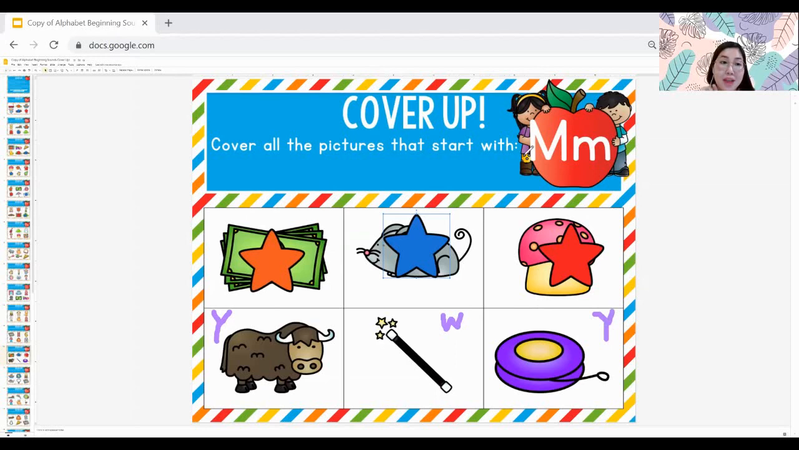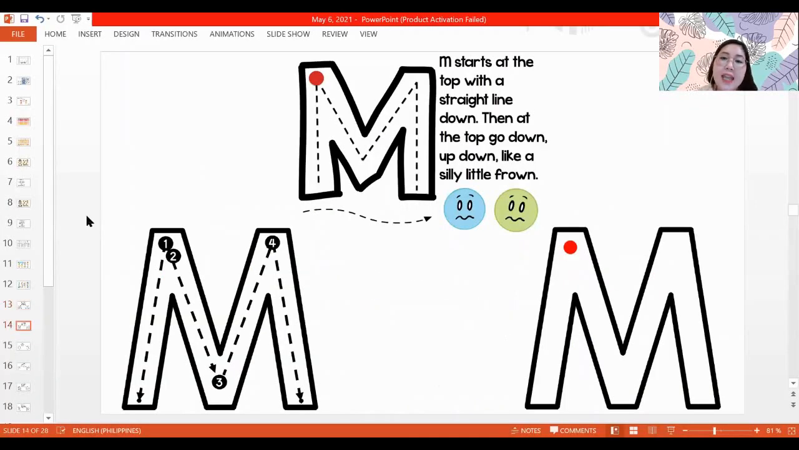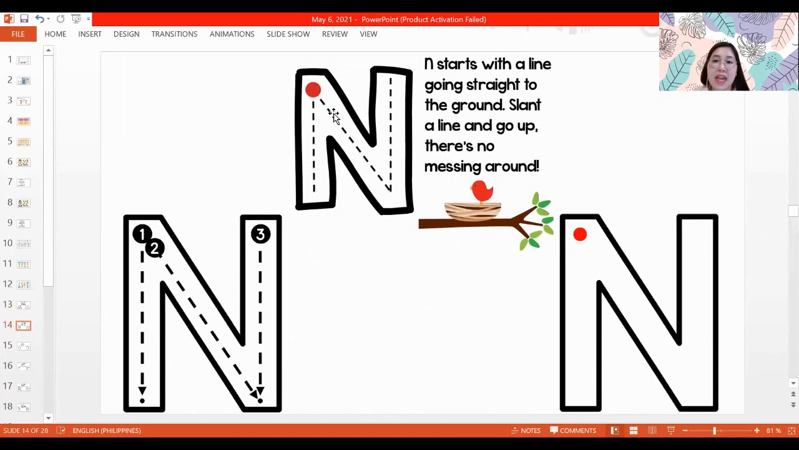So let's review again. Okay. Letter M is for money, mouse, and mushroom. Now let's go to the next letter, which is the letter N. N starts with a line going straight to the ground, slant a line, and go up. There's no messing around. So let's try that one.